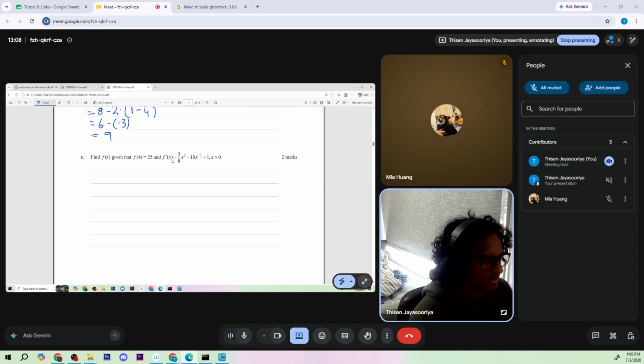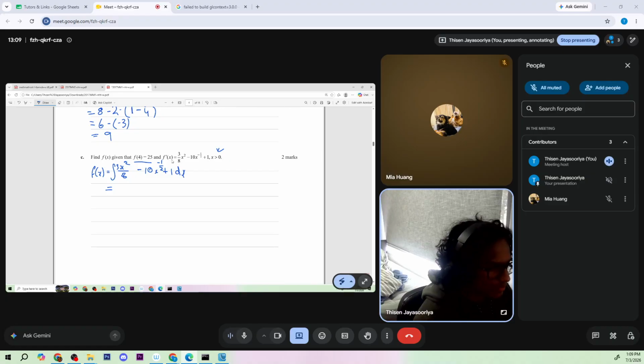Here it says f of x is this, f of 4 equals 25, f dash of x is this, where x is greater than 0. So here we want to try and find the rule of f of x, which is just going to be the integral of 3x squared over 8 take 10x to the negative a half plus 1 dx.